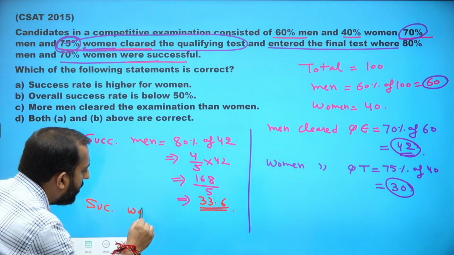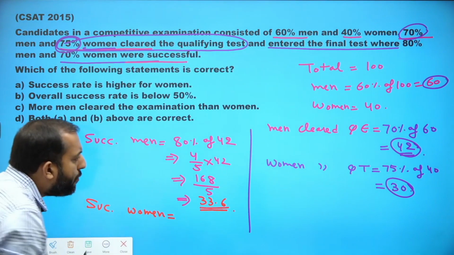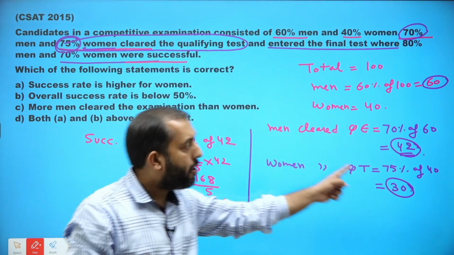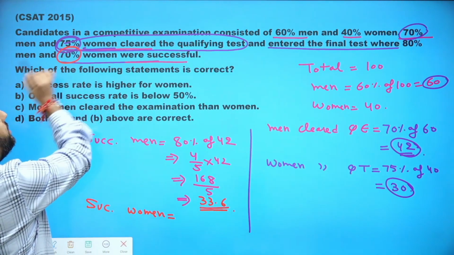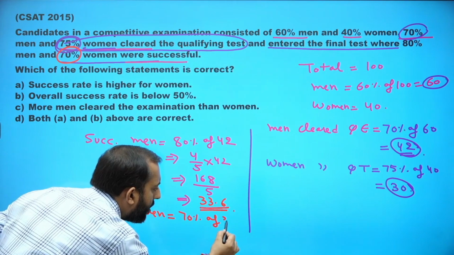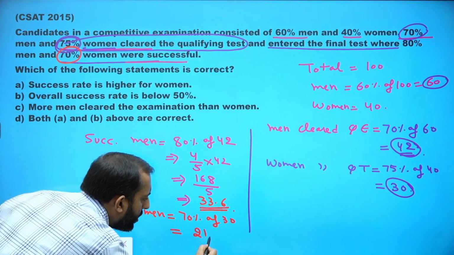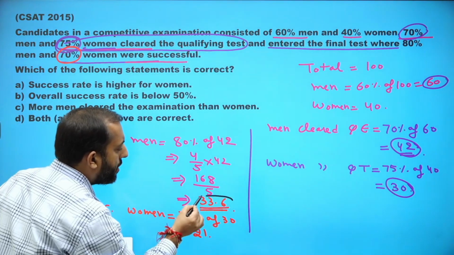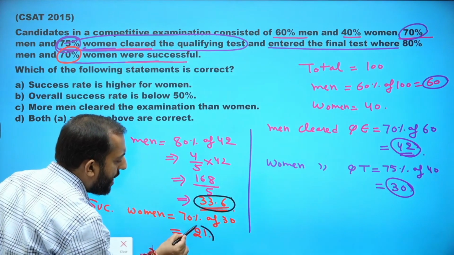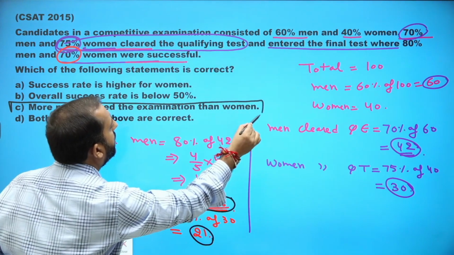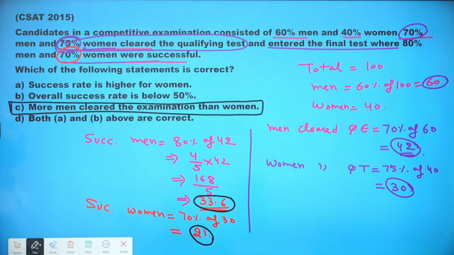Let's talk about the number of successful women. The women who entered the final test were 30 and only 70% were successful. So what is 70% of 30? 70% of 30 is 21. So I can see more men are successful as compared to women. Hence option C is the right choice. Kindly make a note of it.